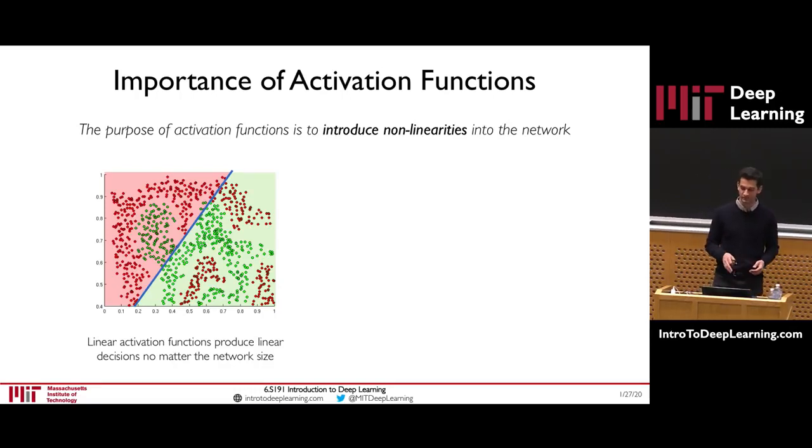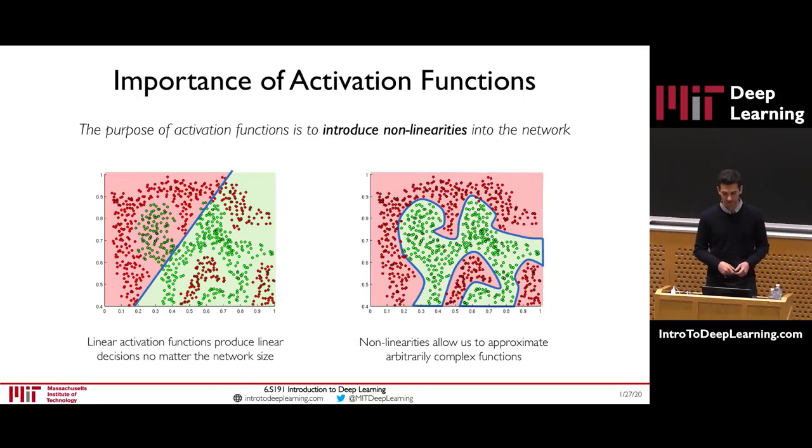And no matter how deep or how large your network is, if you're using a linear activation function, you're just composing lines on top of lines, and you're going to get another line, right? So this is the best you'll be able to do with a linear activation function. On the other hand, nonlinearities allow you to approximate arbitrarily complex functions by introducing these nonlinearities into your decision boundary. And this is what makes neural networks extremely powerful.